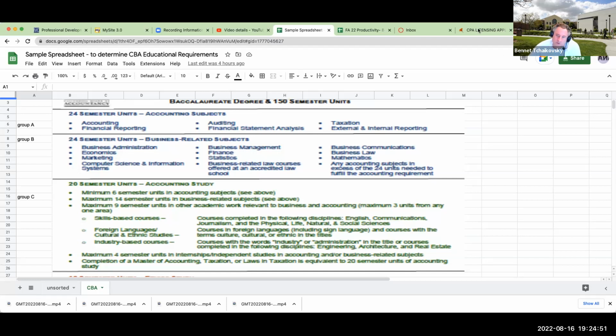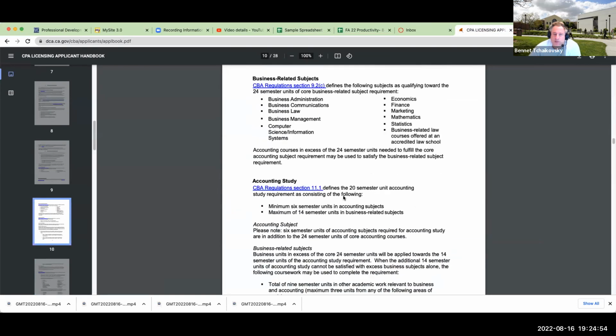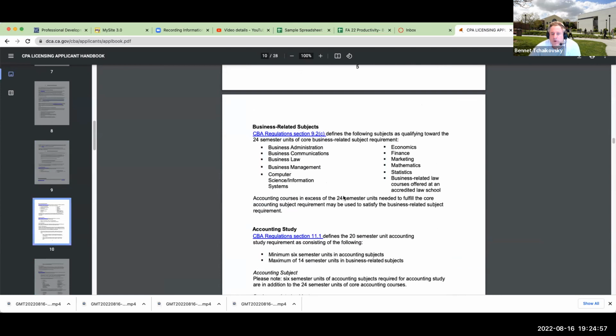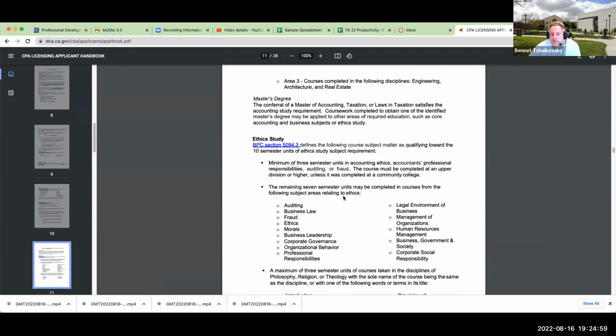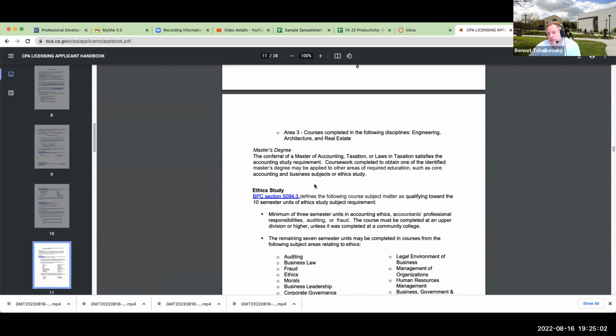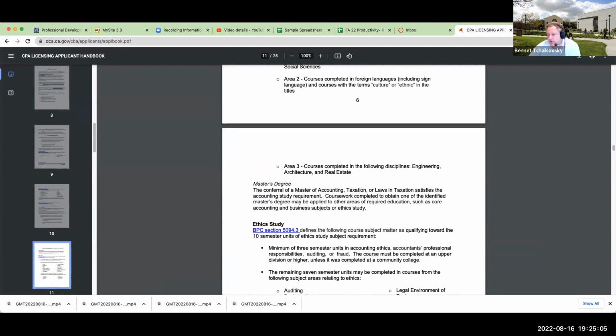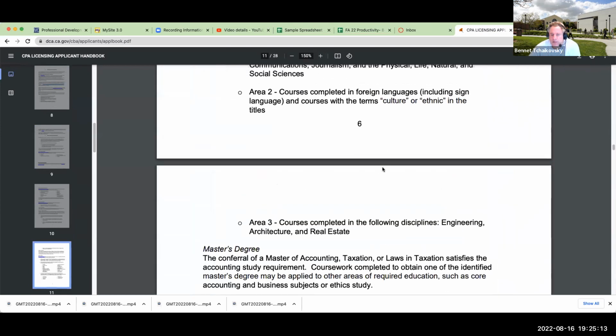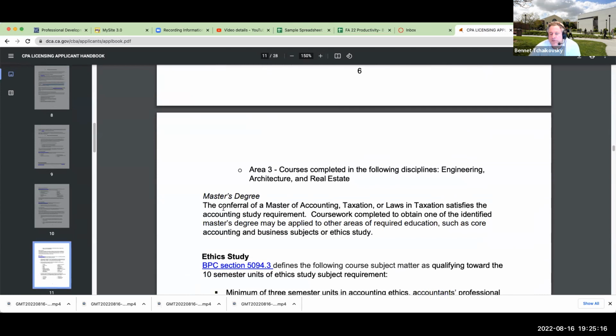But what's very interesting about this part is I went through the CPA licensing handbook, and I'm going to leave this link essentially below, so you can take a look at this. But as we're going through it, here you go. Here's this language. The conferral of a Master of Accounting, Taxation, or Laws and Taxation. By the way, that's an LLM after you get it from law school. Why you would want to do that, I have no idea. Well, I do know, but it satisfies the accounting study requirement.